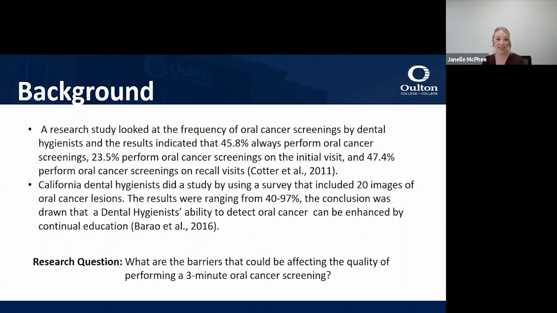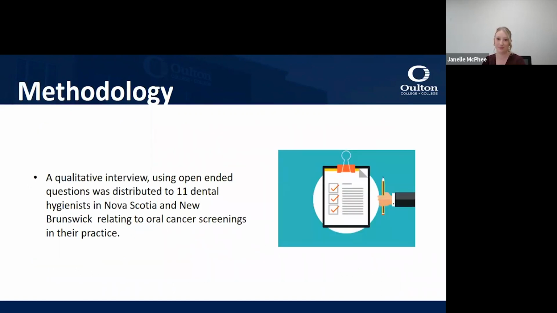So for this project, our research question is, what are the barriers that could be affecting the quality of performing a 3-minute oral cancer screening? For methodology, we used a qualitative interview with 6 open-ended questions that was distributed to 11 different dental hygienists in both Nova Scotia and New Brunswick. These questions related to oral cancer screenings and the practices they use in their own clinical setting.